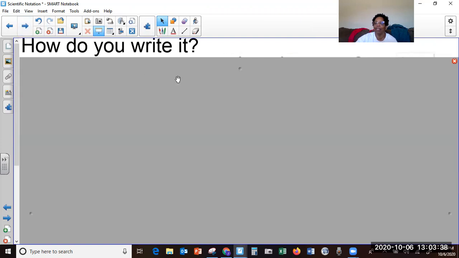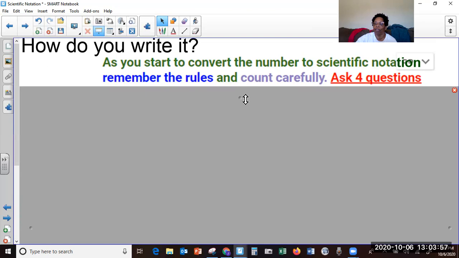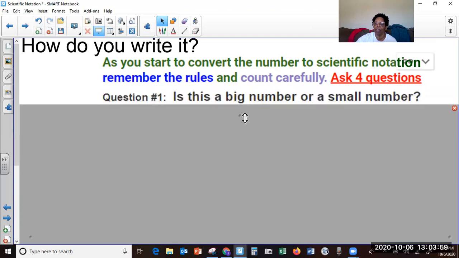Well, how do you write scientific notation? That's our third way. Well, we start by converting the standard form to scientific notation, but we have to remember rules and count carefully. To do so, we want to ask 4 questions. The first one is this: is this a big number or a small number? So when you look at the number, ask yourself, is it big or small?